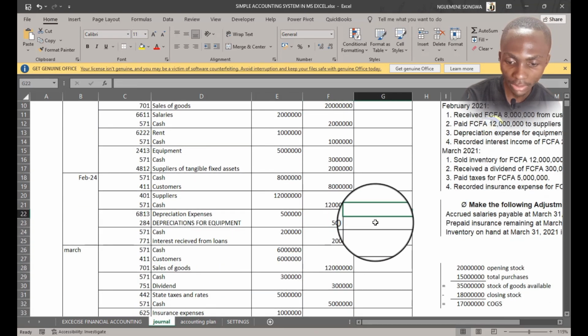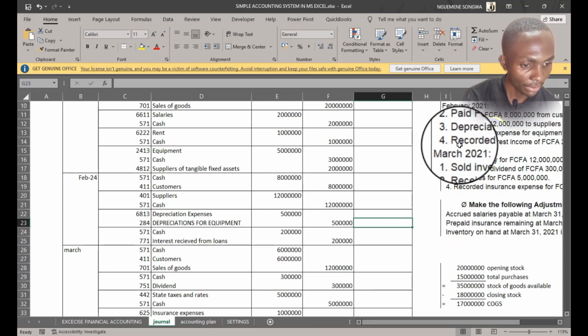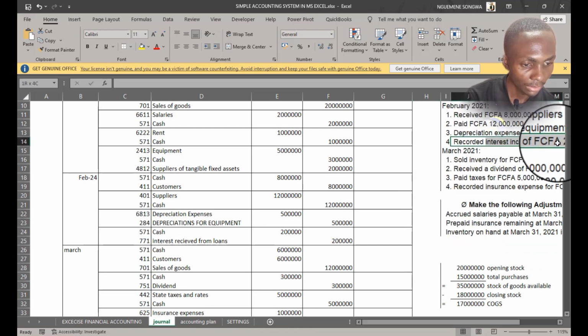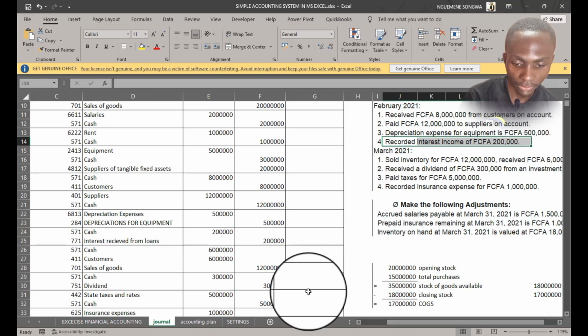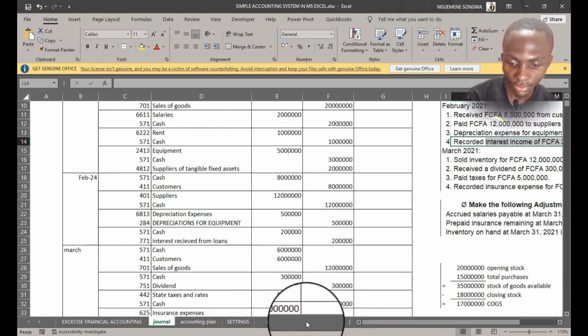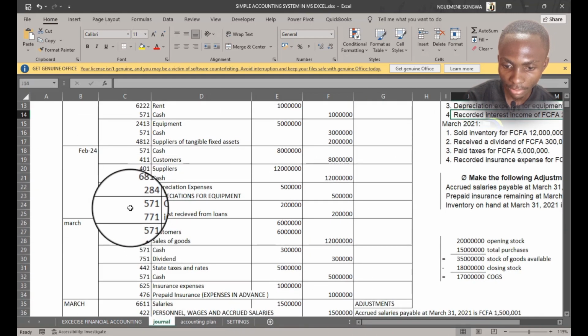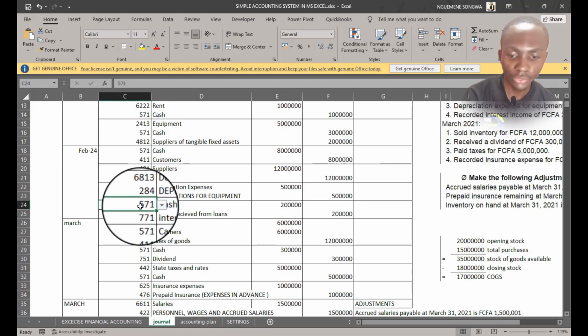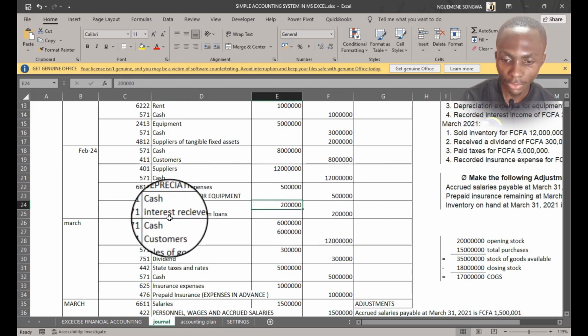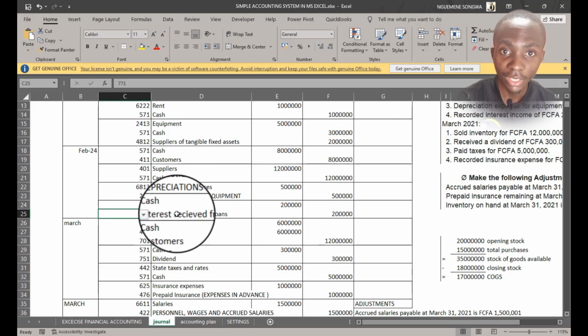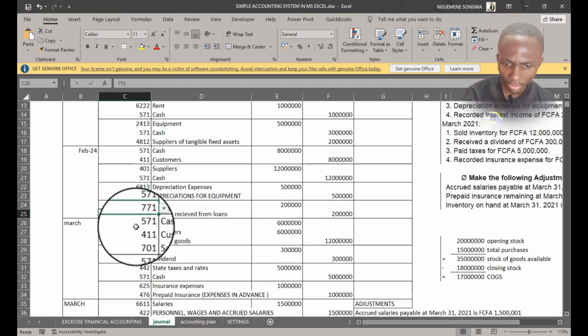I could be putting comments. Next transaction, we have recorded interest income of 200,000. So we will have to record the interest. We received interest of 200,000 and we credit the account number for interest received from loans.